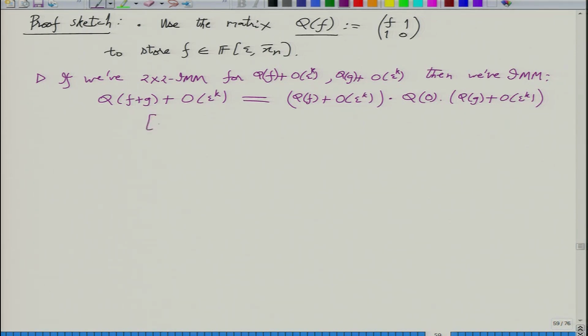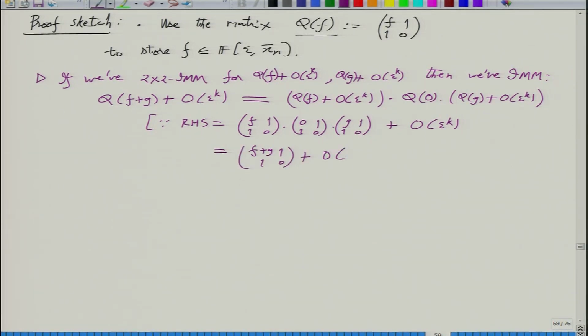Okay, so this is just check that in the right hand side you look at QF, which is F110, Q0 is 0110, QG plus the error term, and what is the product of these three matrices? It is F plus G 110. Right, so that's the proof of this identity.